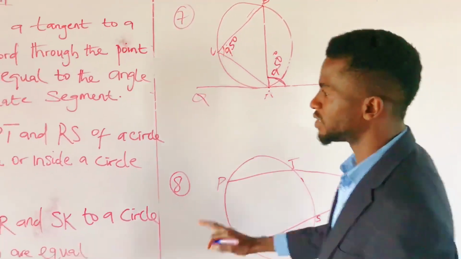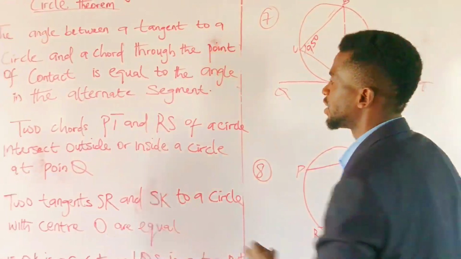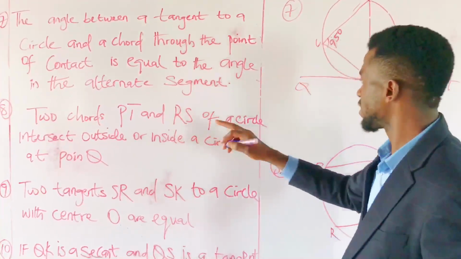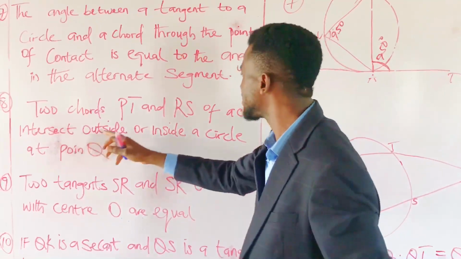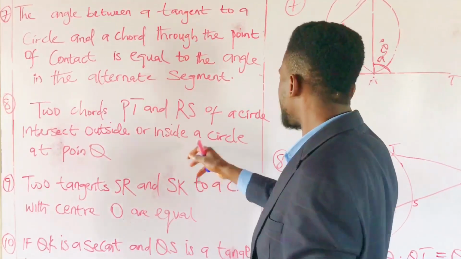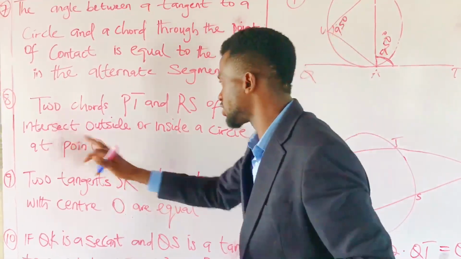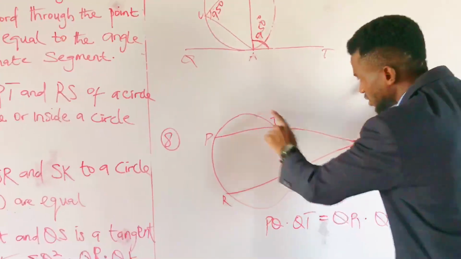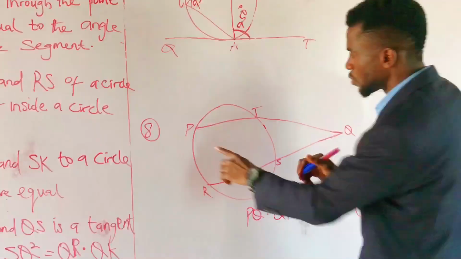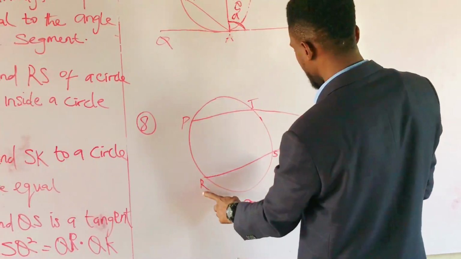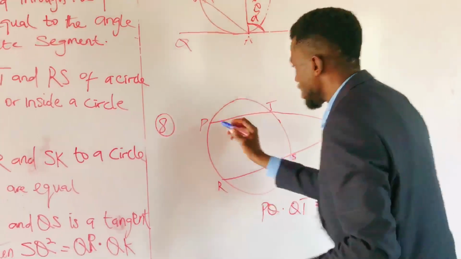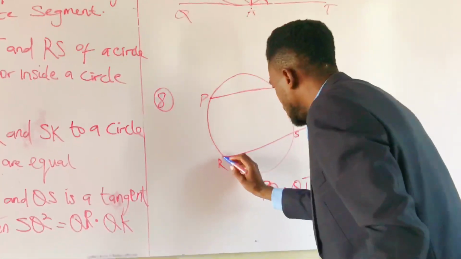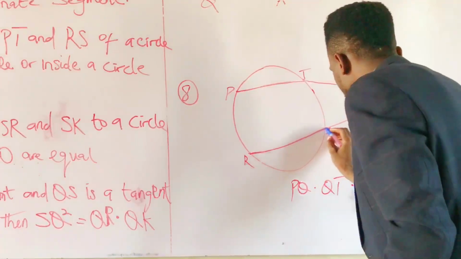Alright. Now, law 8. Let us go to law 8. Law 8 says two chords PT and SR of a circle intersecting outside or inside a circle at Q. What does this law mean? This is a circle. Then we have our two chords PT and RS. From here to here is our chord, and from here to here is another chord.